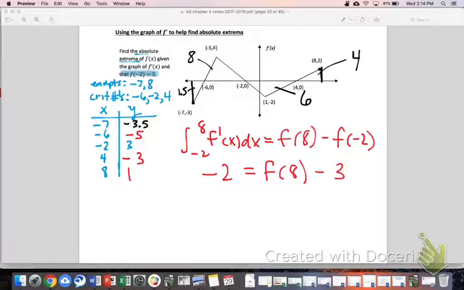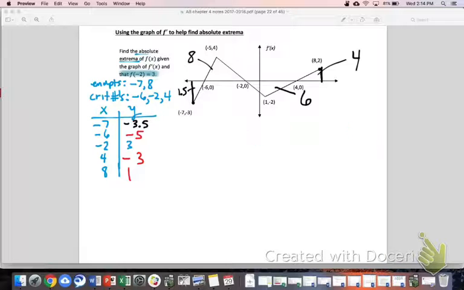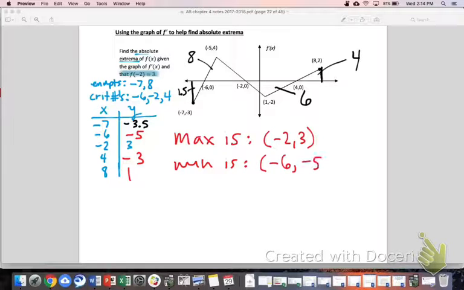So hopefully you had enough space. I didn't really have enough space on my screen here to do all of these. But for a final step, you want to call out what the max and the min are. It just says find the absolute extrema. I'm going to say the max for f is negative 2 comma 3. That ended up being the highest point. And the minimum is negative 6, negative 5. So make sure you call those out and actually answer the question after all that work.